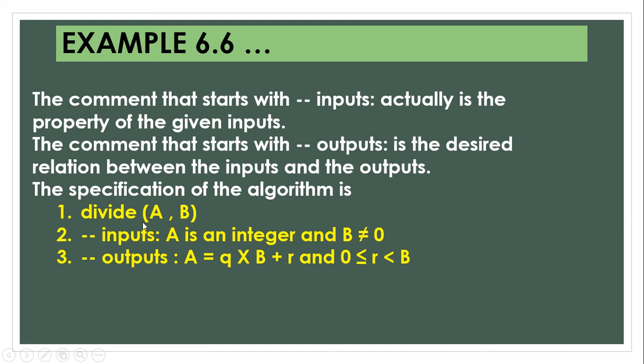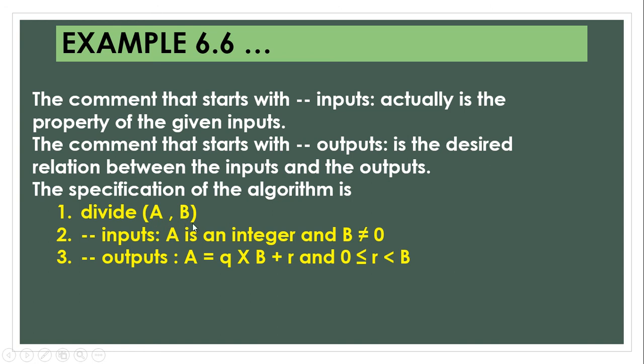So we are going to divide two variables. So two numbers, we are taking two numbers as A and B. Okay, so divide A and B is given. These A and B are the input variables. So in the second statement we have to mention the property of the input variables.